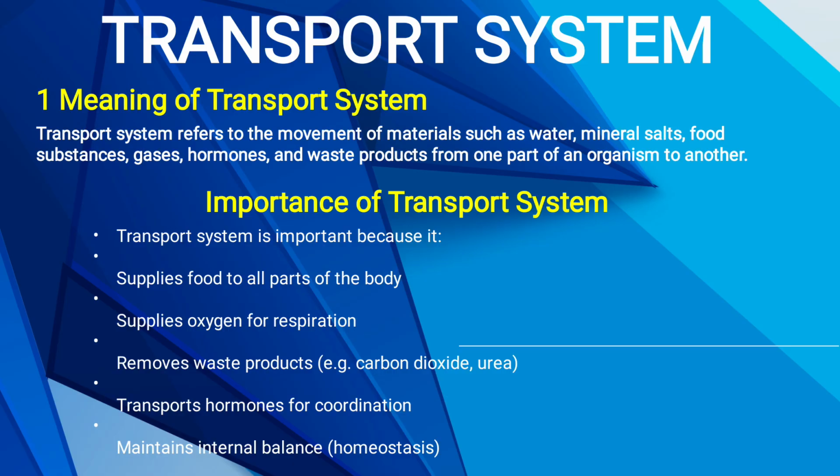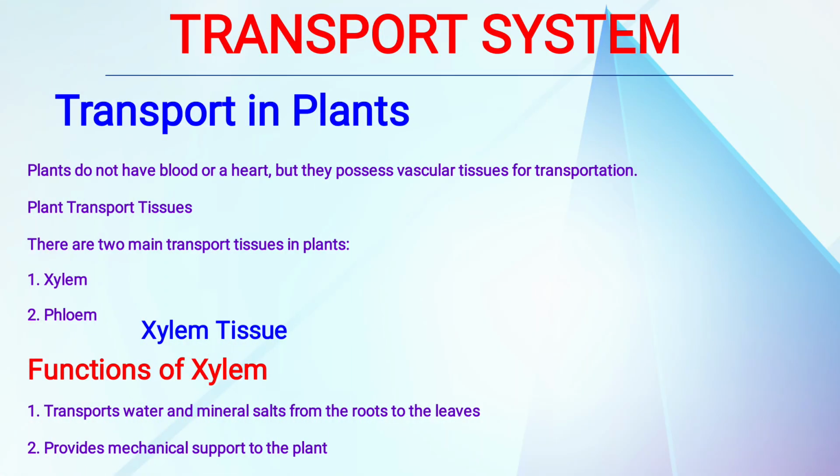Okay, let's continue. Now, when we talk about biology, we deal with plant and animal. Let's now talk about transport system in plant. Unlike animal, plant do not have blood or heart, but they possess vascular tissues for transportation. Plant transport tissue. There are two main transport tissues in plant. Number one, which is xylem, and number two, which is phloem.